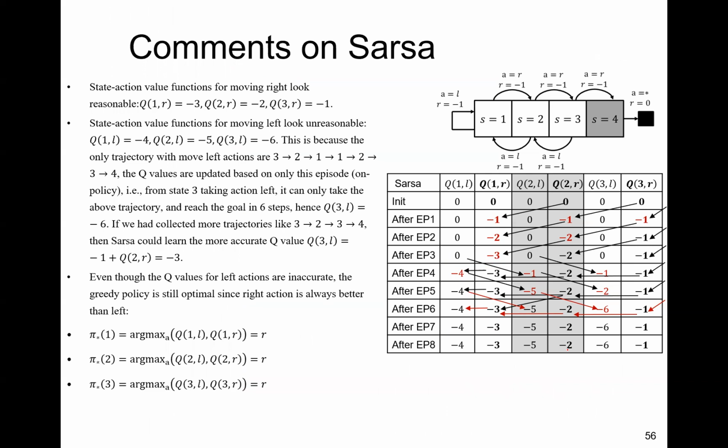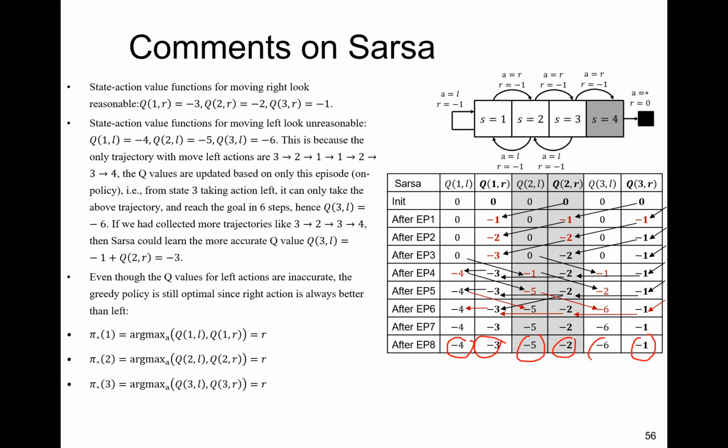So for Sarsa, you can see that after convergence, these three Q values look very reasonable. They are indeed based on the shortest path to go to the terminal state. But for moving left, these action values are not very reasonable.